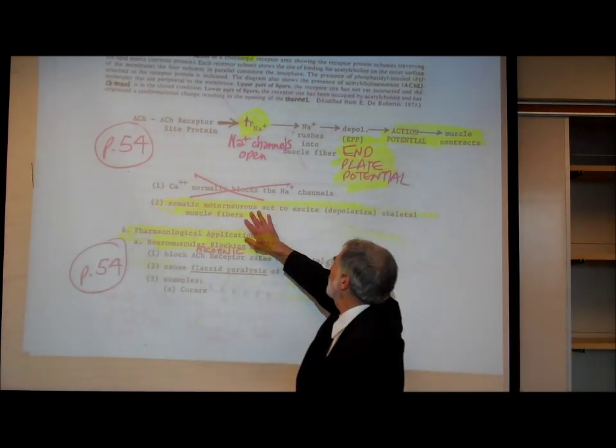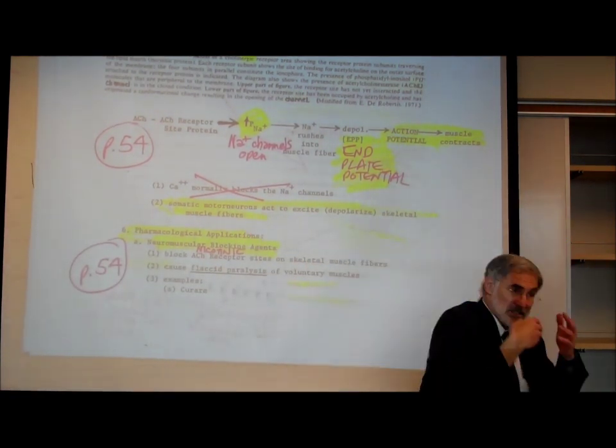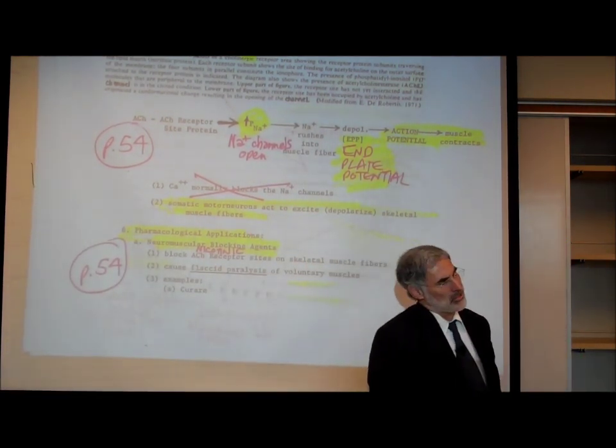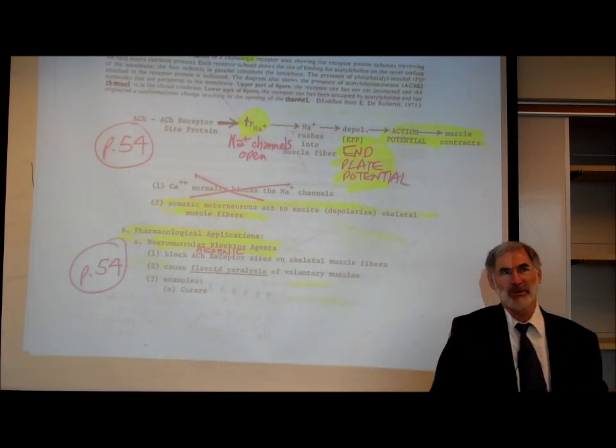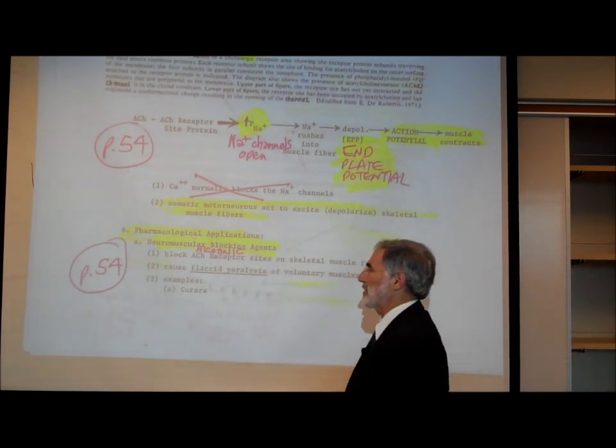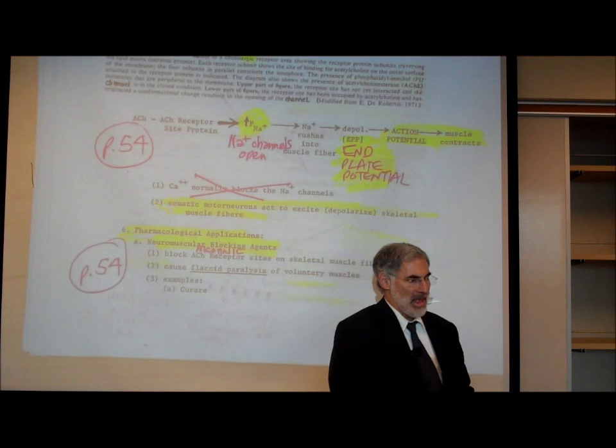But we can summarize that somatic motor neurons excite our skeletal muscles to contract. And we use the word excite and depolarize interchangeably. The way that a cell is excited is by depolarizing. When it depolarizes, it becomes excited. Now, I think you understand the details. We've explained that, so you could follow that video.